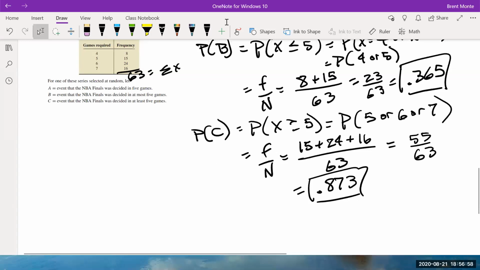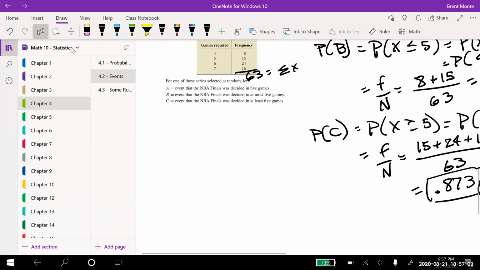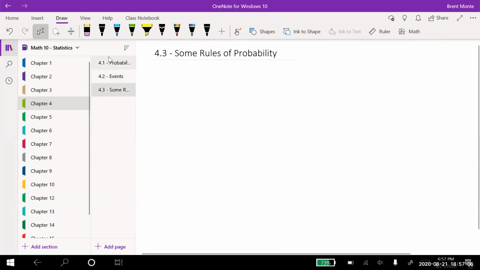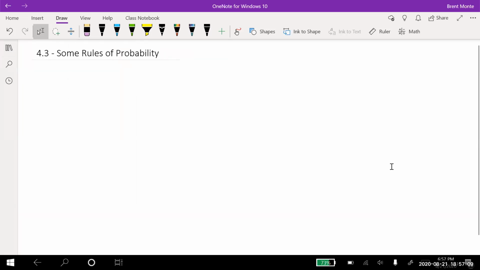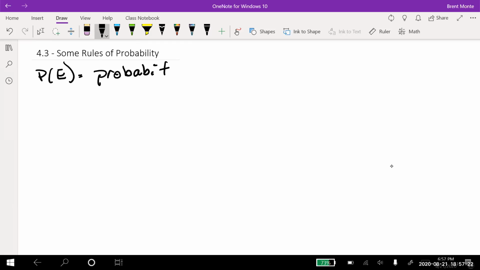Let's jump into this last section for the day. So we'll go back here. We'll go into 4.3, some rules of probability. So this is where they introduce that P notation, and they say, hey, if I write P of E, that means the probability event E occurs. And we used it in the last section, so that doesn't shock us, I hope. Okay, so that's what they start.